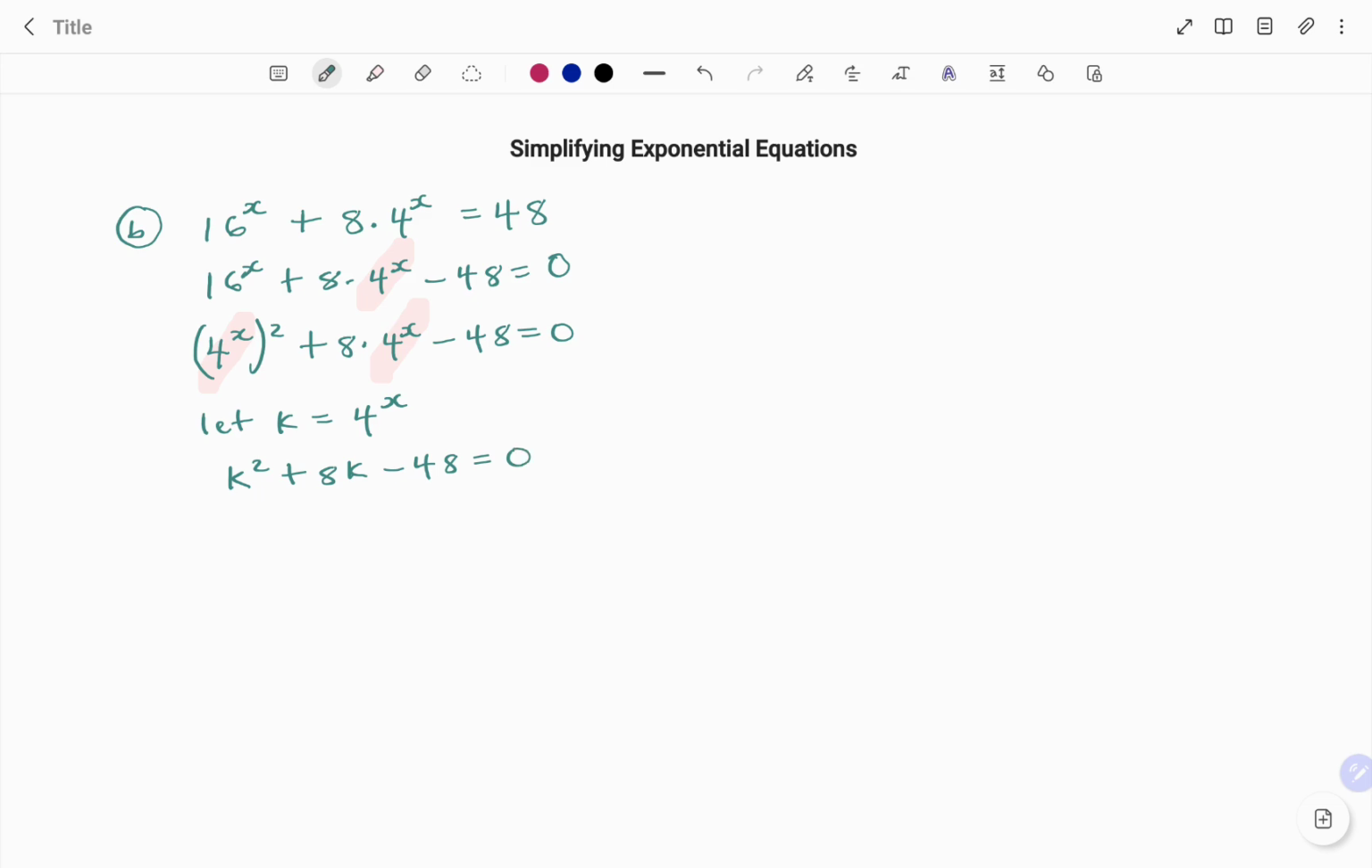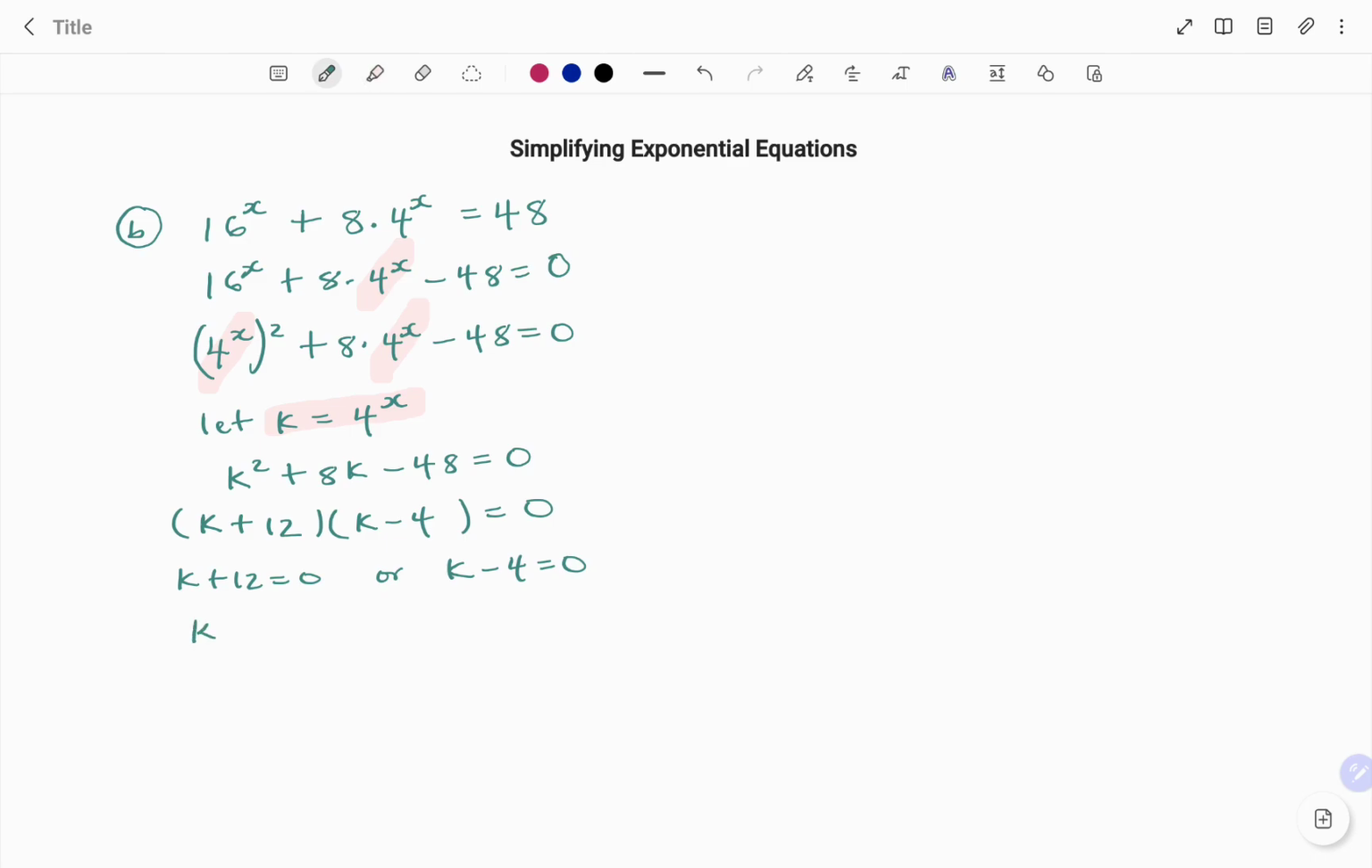If I factorize, that's equal to 0, I will have k plus 12 and k minus 4. Therefore, my k plus 12 equals to 0, or k minus 4 equals to 0. And remember, we've stated already that the value of k is 4 to the power of x.